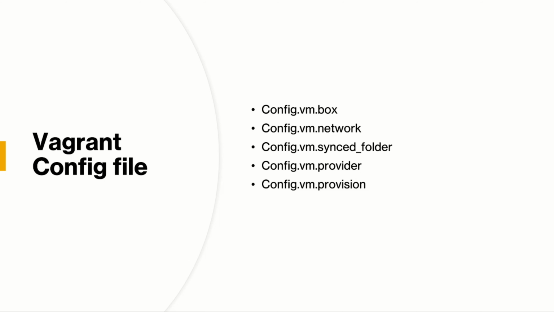Next, if you want to configure your network settings, that is, what your private IP should be and what your public IP should be, you have to use the config.vm.network properties in the Vagrant config file.